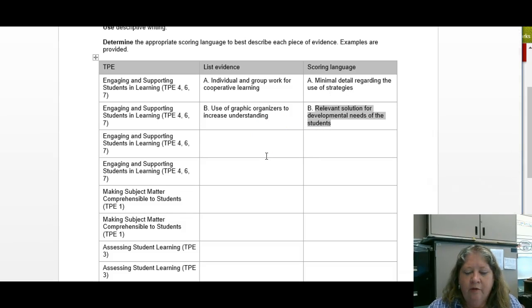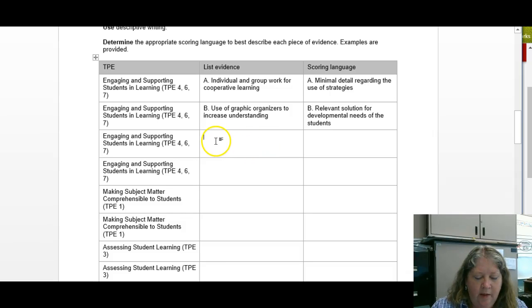So you're just looking for little pieces of evidence, and then you're going to use the scoring language to say what is good or bad about that. Let's say that they decided to play a Jeopardy game, and you liked what they were doing there, and you thought it was an excellent review. Then here you would write a little bit about the game. It only needs to be a phrase, not even a whole sentence, about that game. And over here you would say, using the scoring language, why that was good or why that was bad.